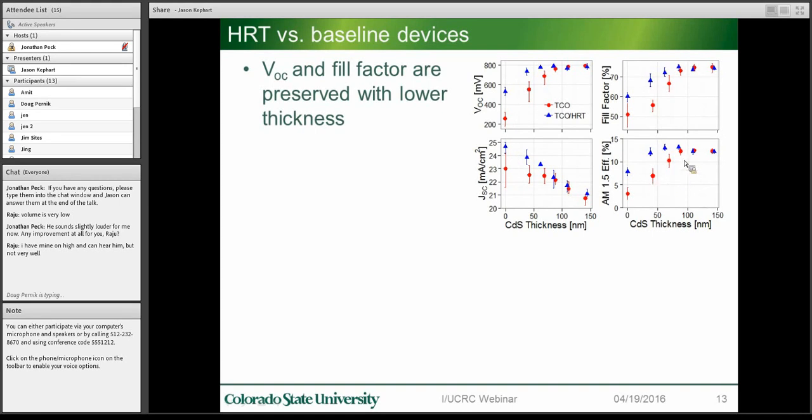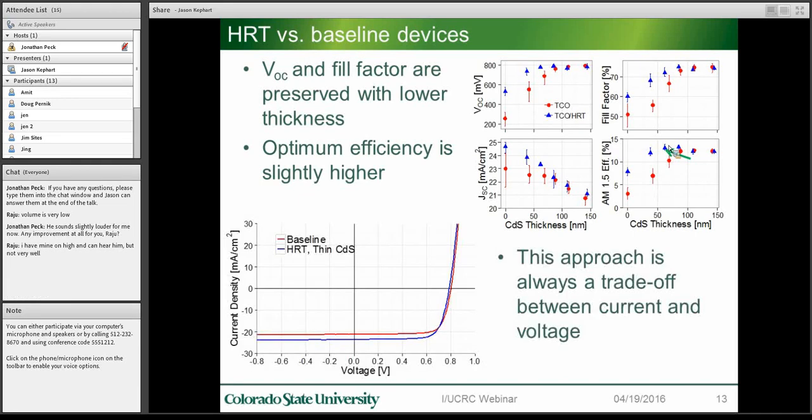You can see that for the optimum without and with HRT, we get a slightly higher optimum efficiency, and this occurs at a thinner cadmium sulfide. Looking at the JV curves of these devices, we do see a slightly lower VOC at optimum, but higher current with the HRT. This is indicative of the trade-off that we have between voltage and current.